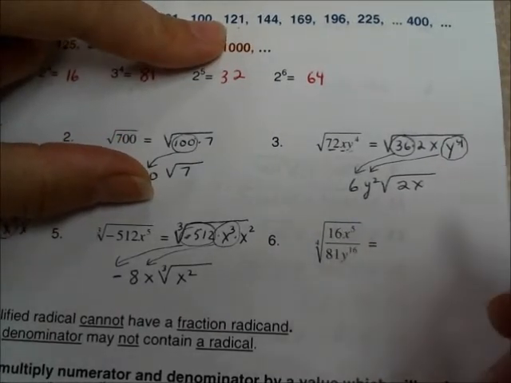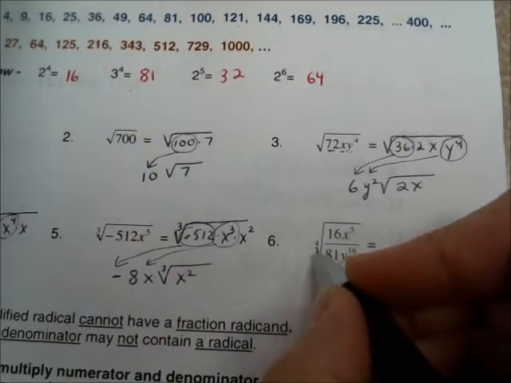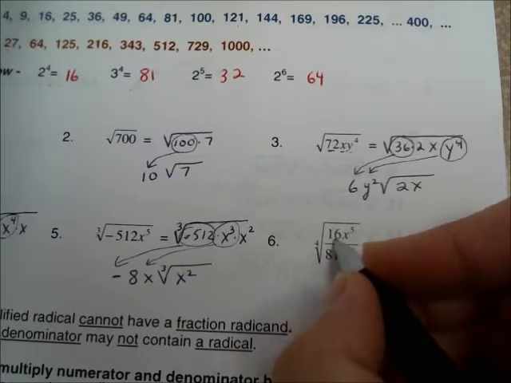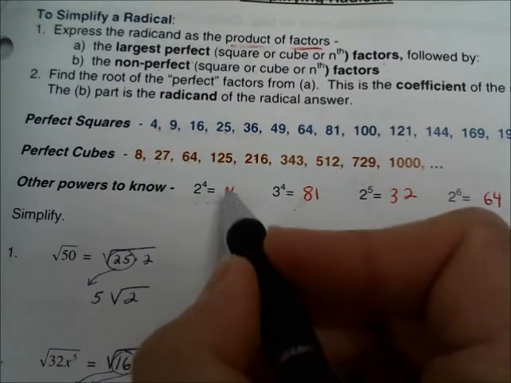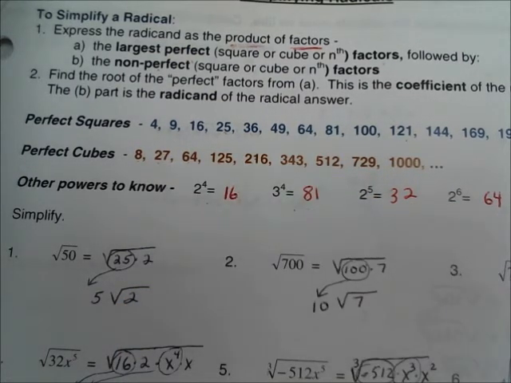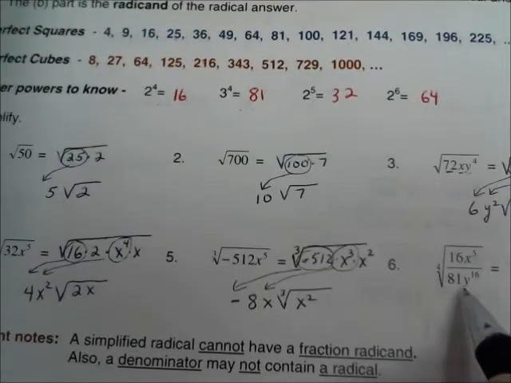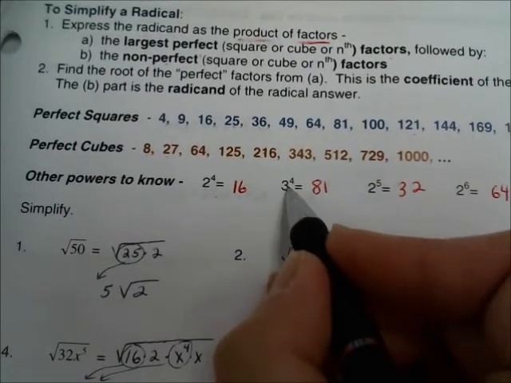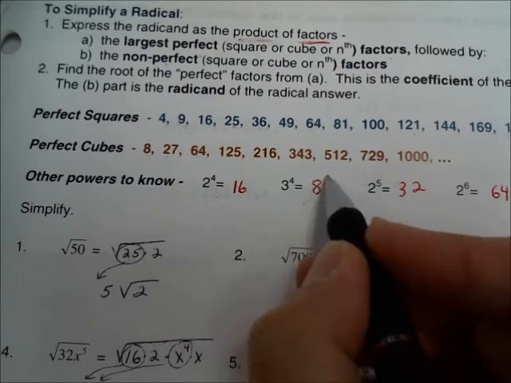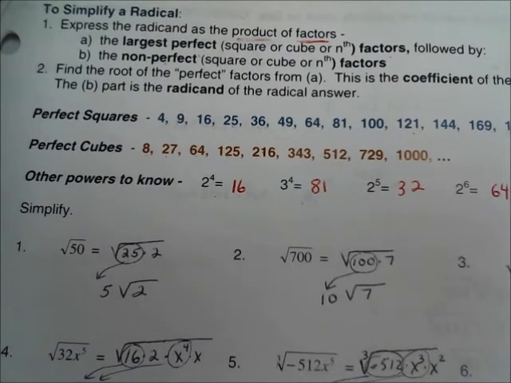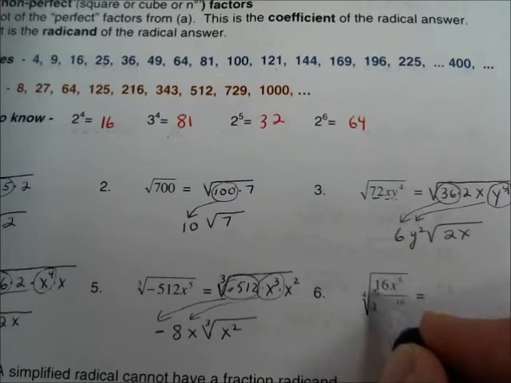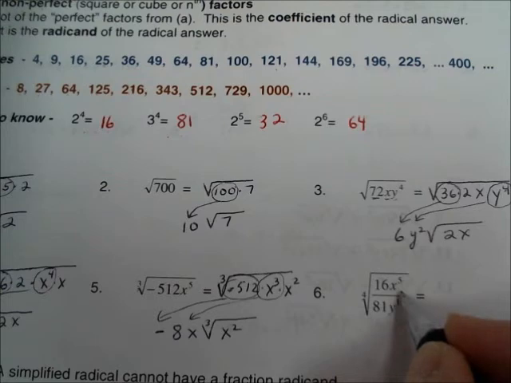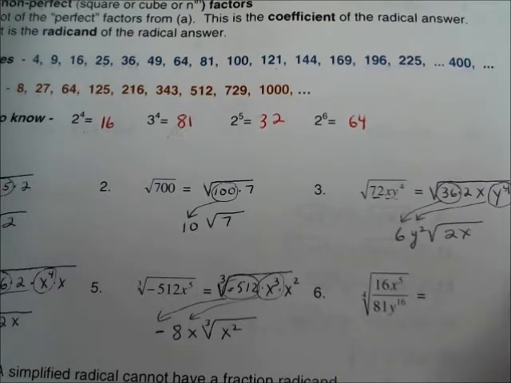The last thing we have is a fraction, and this is the 4th root. Well, the 4th root of 16 is 2, because 2 to the 4th is 16. So remember, you can take a 4th root of 16 and get the 2 back again. The 4th root of 81 is 3, because 3 to the 4th is 81. And then we have an x to the 5th, which is not a multiple of 4, so we're going to have to break that apart. But y to the 16th is a multiple of 4, so we're going to keep that.